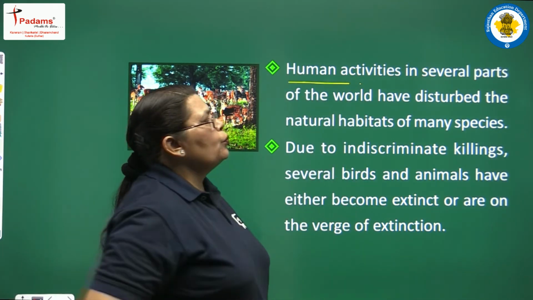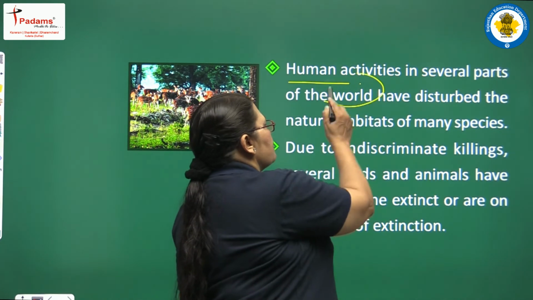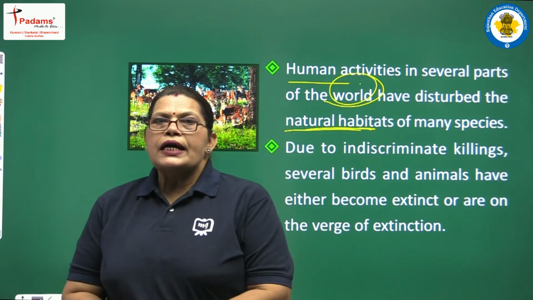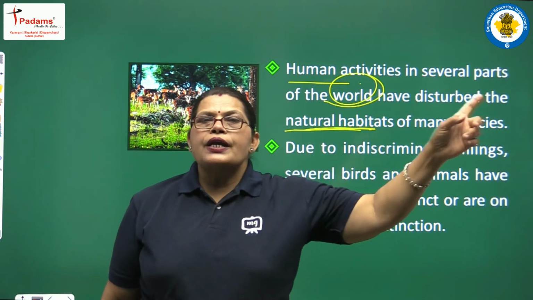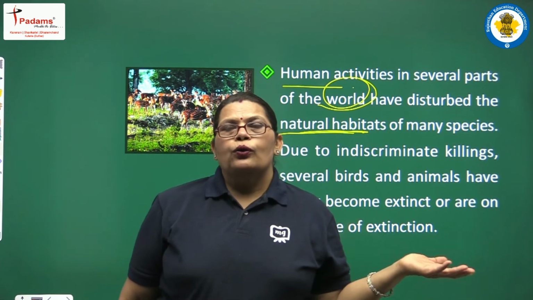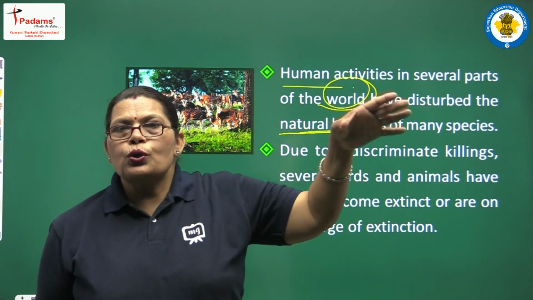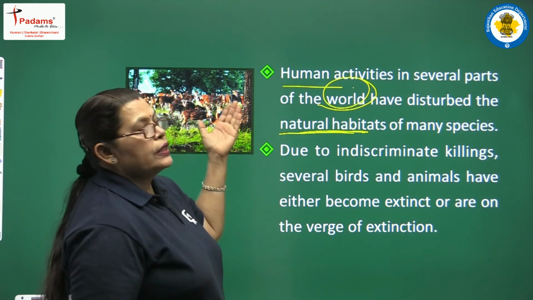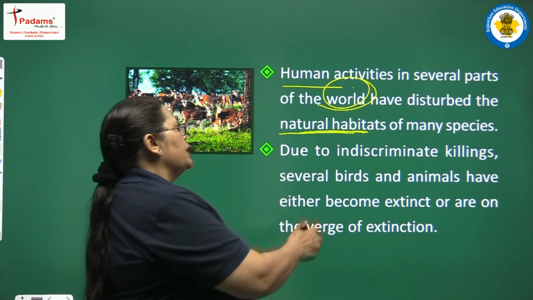See here, human activities in several parts of the world have disturbed the natural habitats of many species. Nowadays we humans go to such places where these species have to keep growing and multiplying, but we are interfering in that part also. So we will not do this, we will stop all these things. See, this one is the natural environment where these are growing and multiplying.